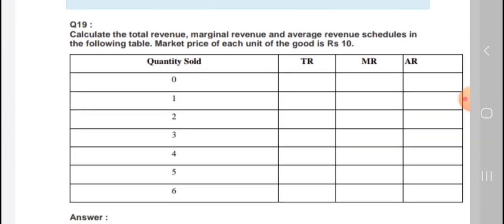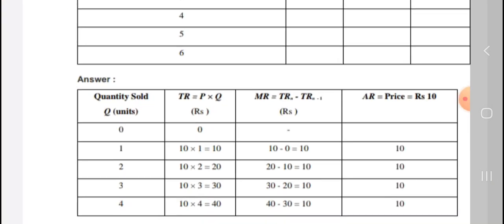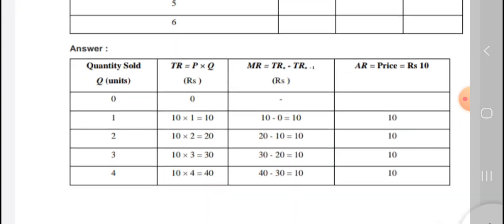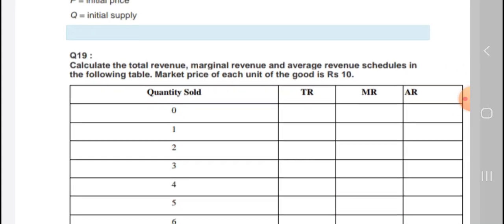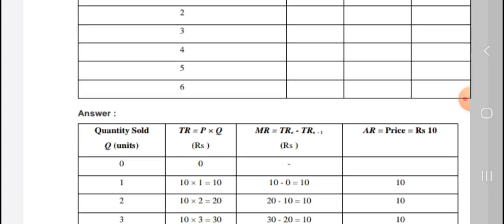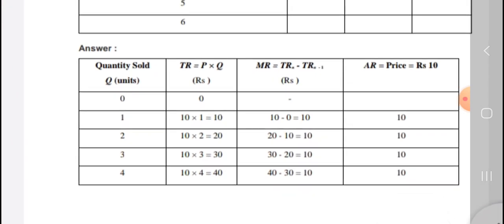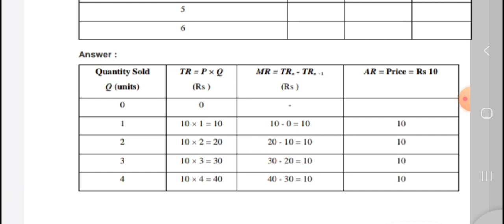And then here is another one. Here they have given a question with sold quantity, so TR is equal to P into Q. You learned that formula. As per this sold quantity, they have given rupees 10 for one unit, so the price is 10. P into Q, that is the formula TR, so 10 into 1 is equal to 10, like that 10 into 2, 3, 4, up to 6, they have given 60.